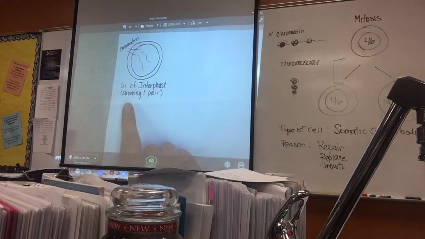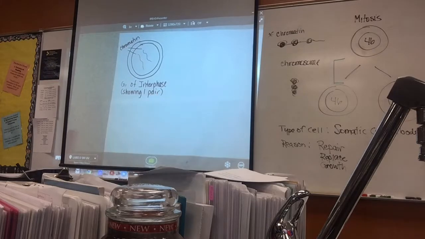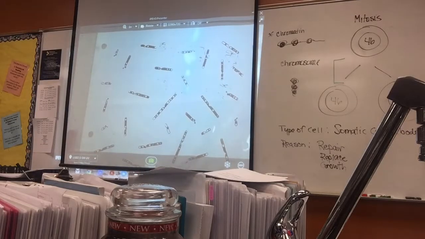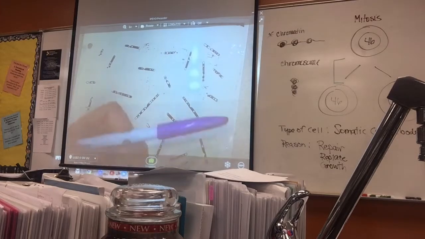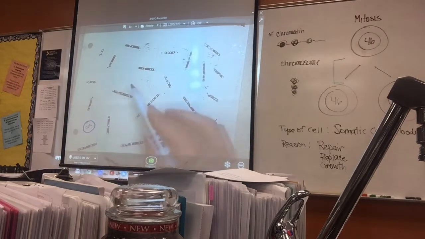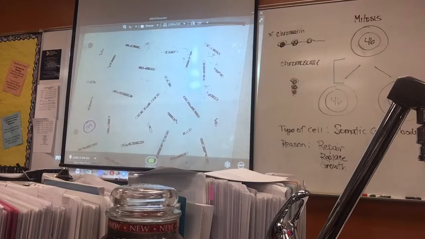All right, let's talk about what it means by showing one pair. I'm going to put this picture up here. Let's say that this is a cartoon representation of pieces of DNA. And what I want to do is have us look at these. I'm going to circle this one right here. Notice each one looks different. They're different sizes, shapes, different striations, and so on.